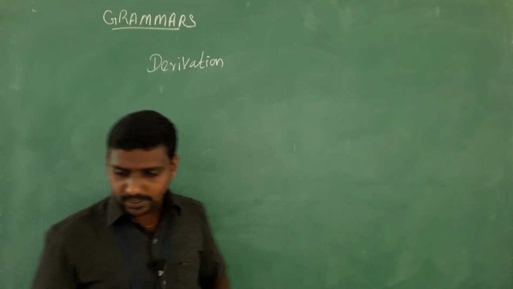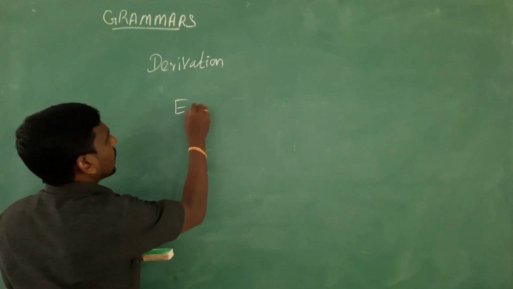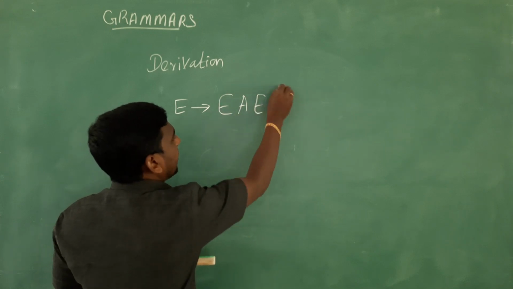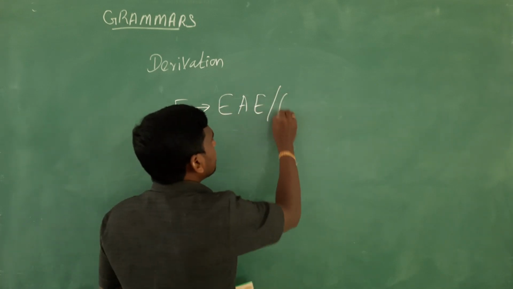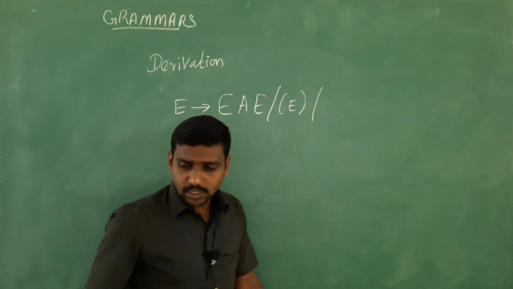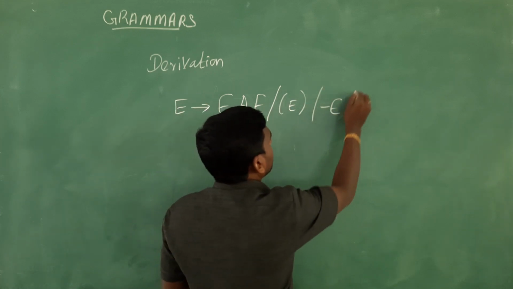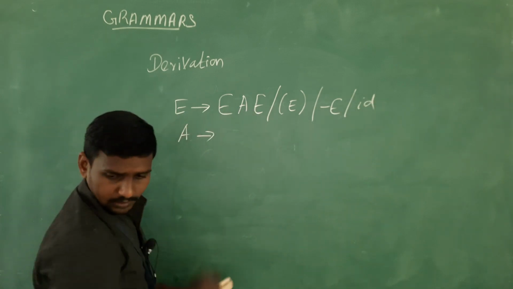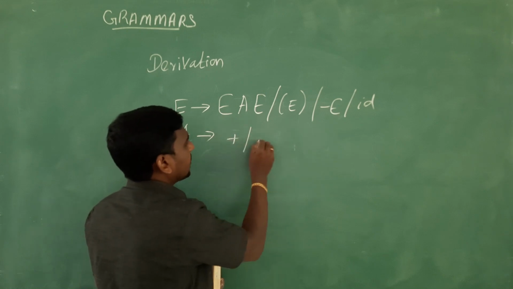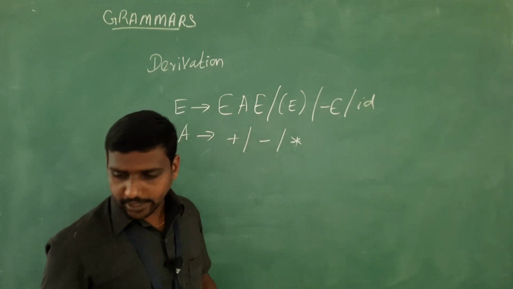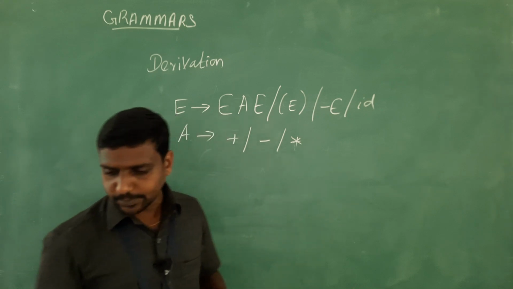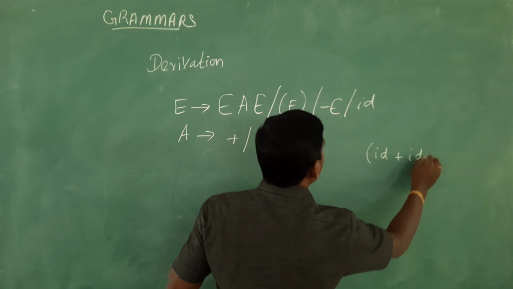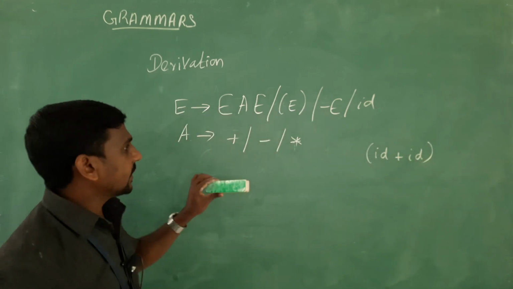Okay, so one example I will give you. E tends to EAE | (E) | -E | ID, and A tends to + | - | *. They will ask to construct a parse tree for (ID + ID). Okay, so this is the grammar.